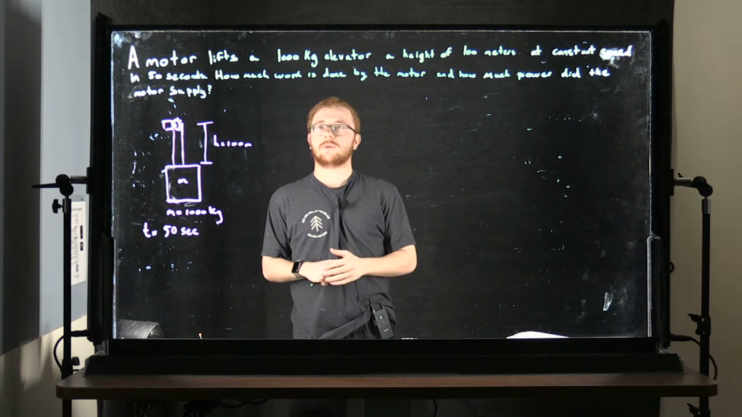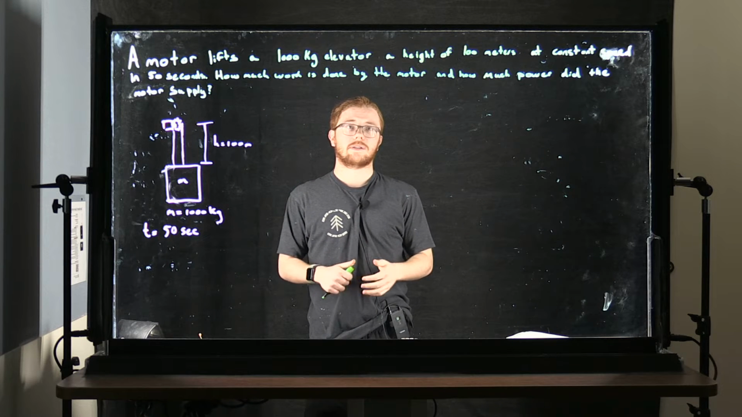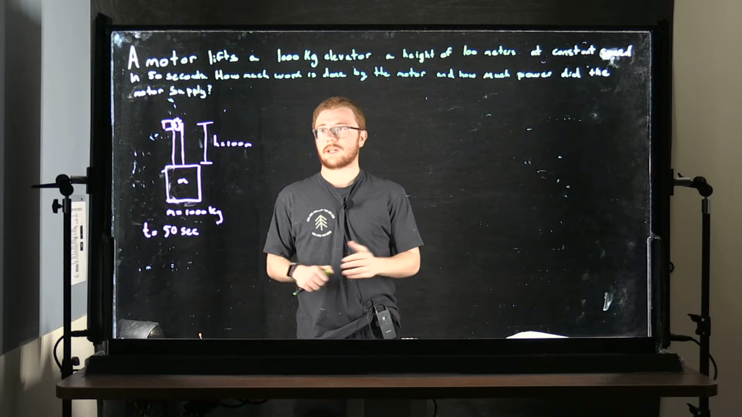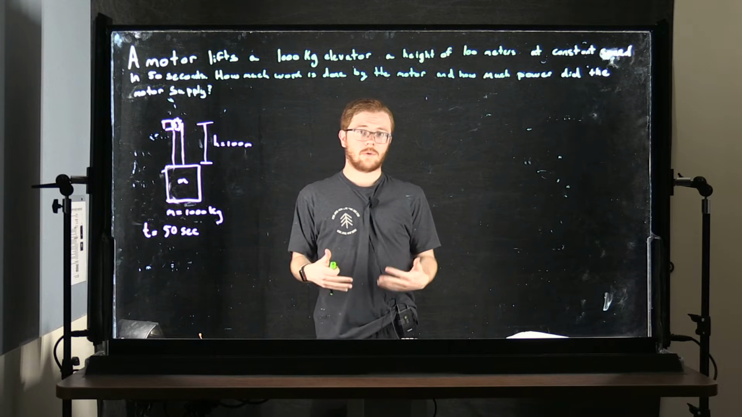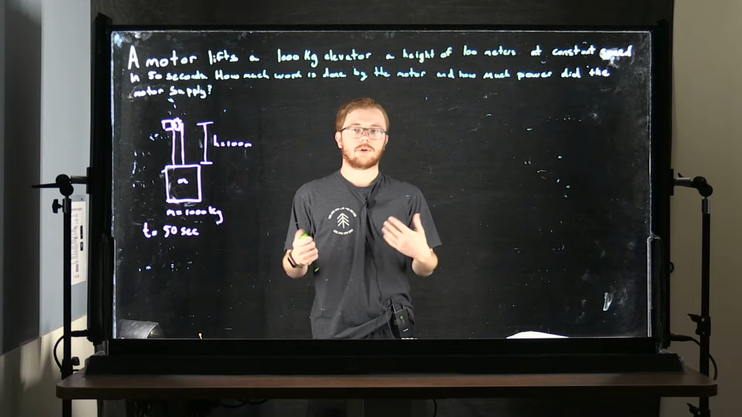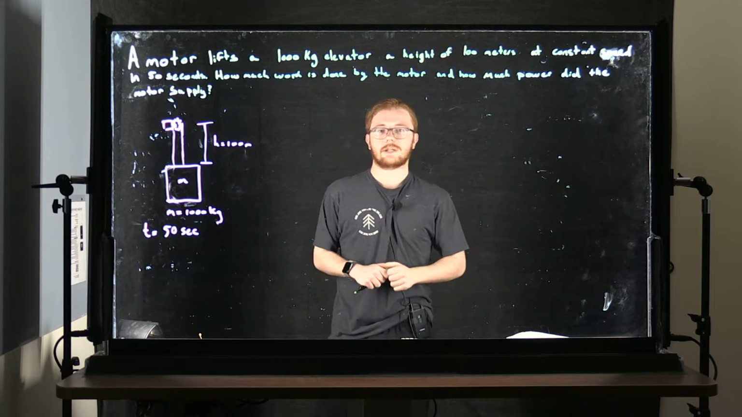A motor lifts a 1,000 kilogram elevator a height of 100 meters at a constant speed in about 50 seconds. So we want to know how much work is done by the motor and how much power the motor supplied. So let's break down the things that we know.